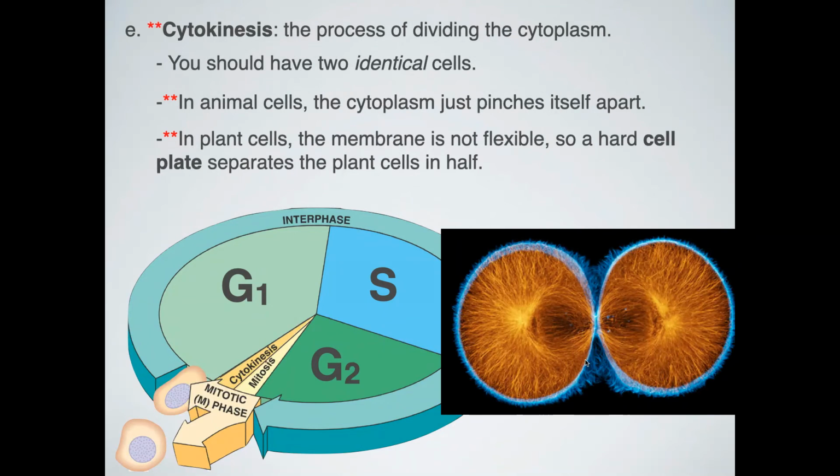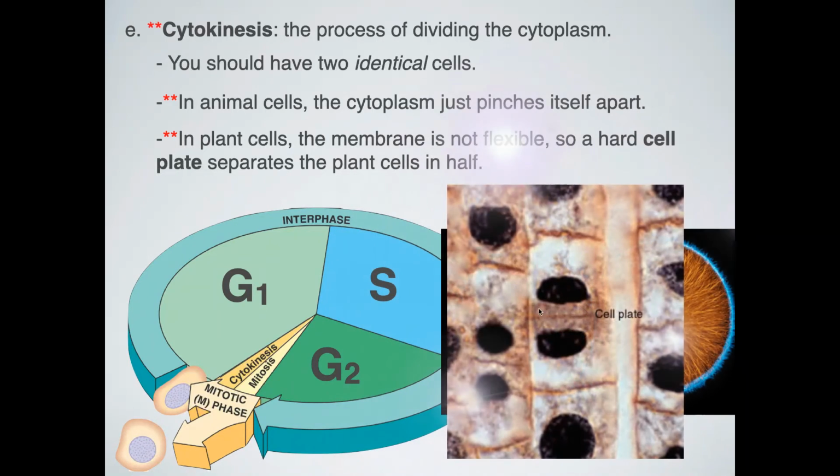In plant cells, though, remember they have a cell wall, and their membrane is not as flexible. So a cell plate will start to form. And here's a picture of a cell plate. Actually, here's a better picture of the cell plate right here. You can see it starting to build basically a little cell wall to separate the two cells from each other. And once the cell plate has fused, now it is a cell wall.